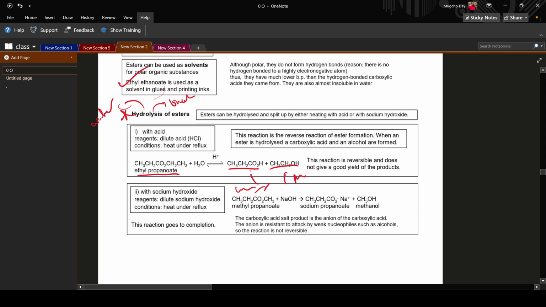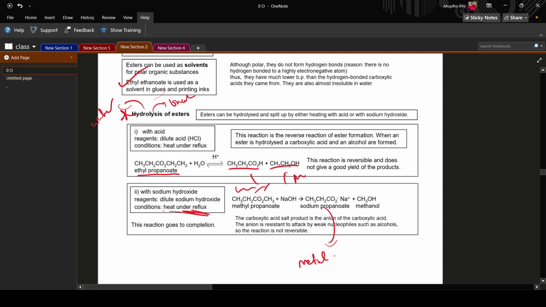Yeah, so that's how it goes. Again, there is another one. Instead of water, if you add sodium hydroxide and perform this whole thing, you heat under reflux, then something else gets produced. What? Basically a metal propanoate gets produced. I mean a metal alkanoate.